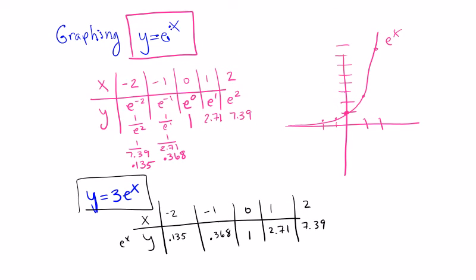So when we put in 3e to the x, what's going to happen is essentially just our y values are going to be multiplied by 3.